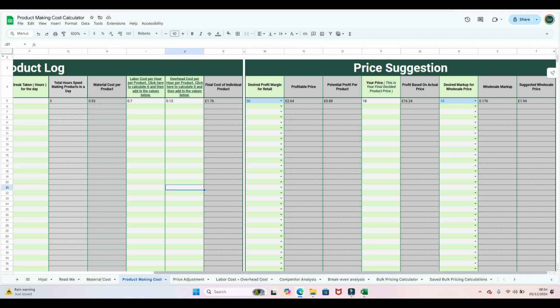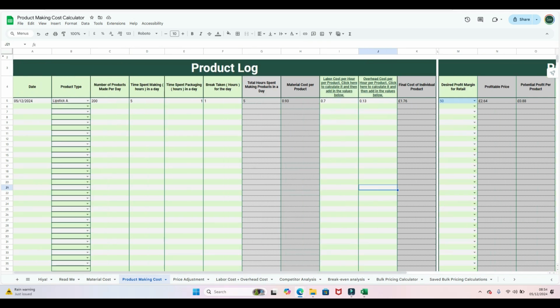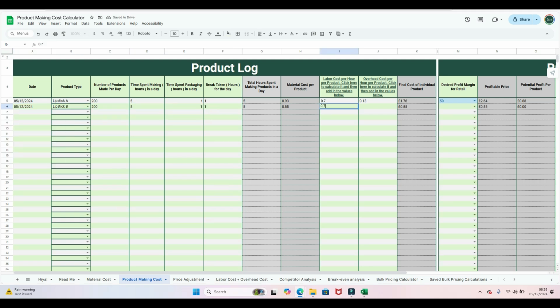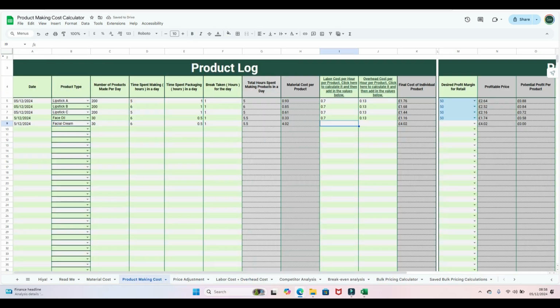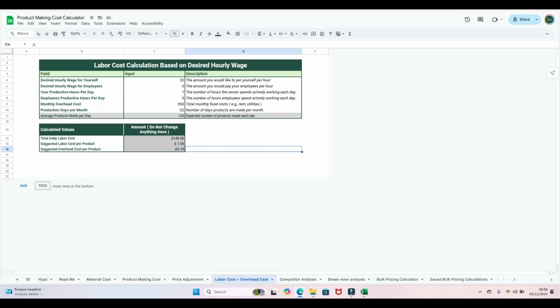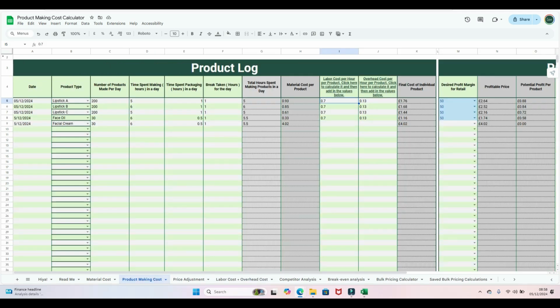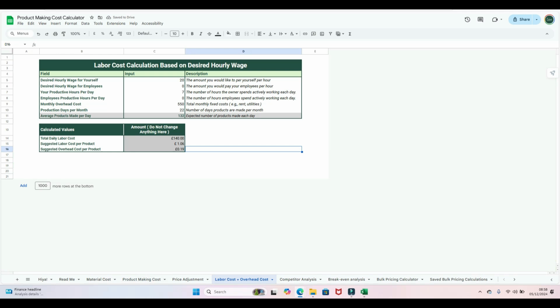Now, let's say that we want to do another product. So let's go back and see the labor. You want to know your labor cost and overhead costs. So the labor cost per product will be £1.06. So let's put 1.06 here so the calculation is more accurate. Then your overhead cost is 0.19.